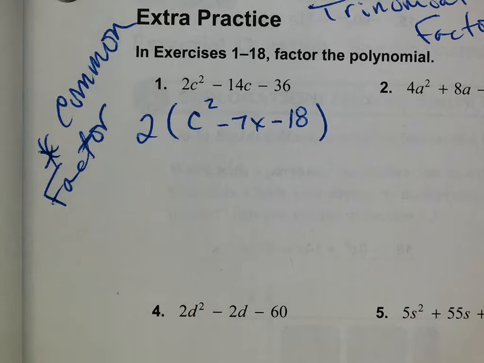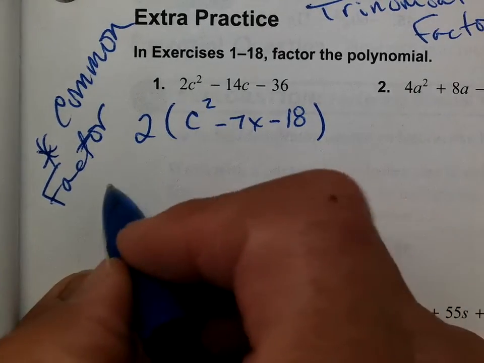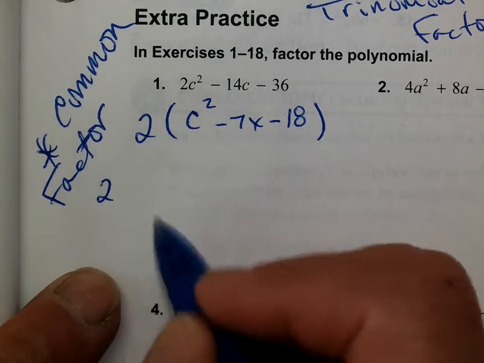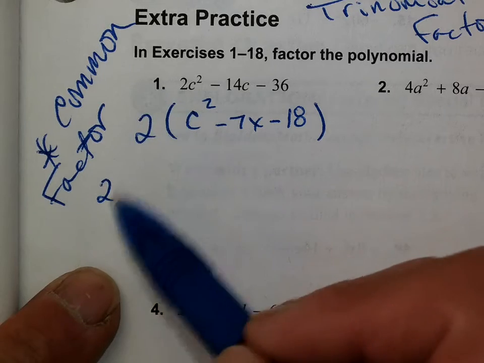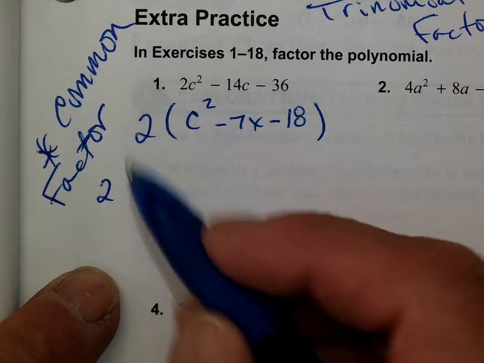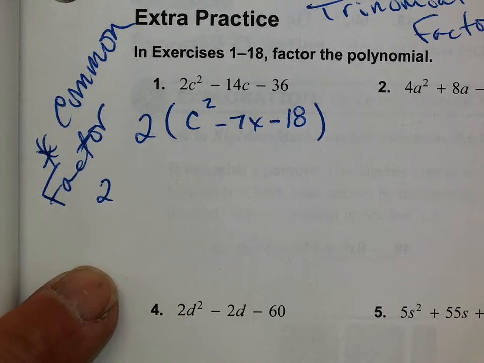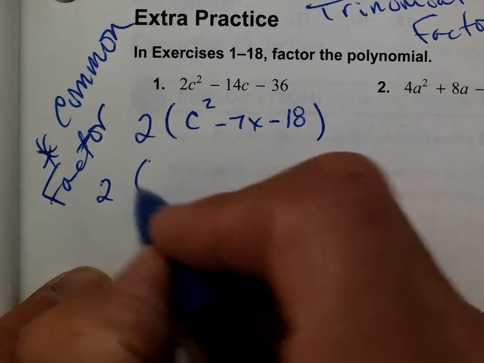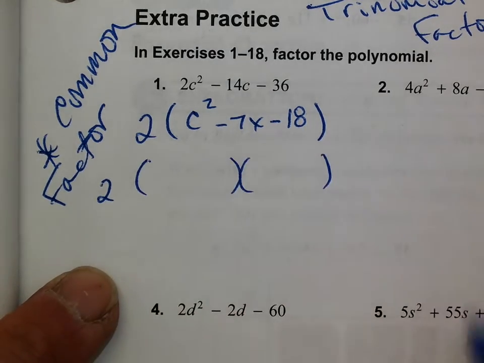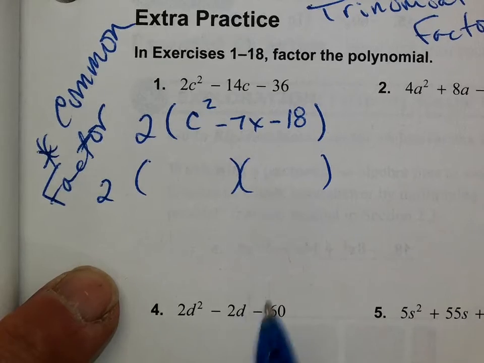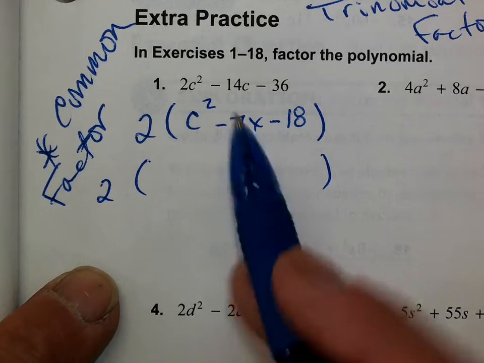Now it becomes one of the problems that we've been doing. There's no number in front of the c squared, so we'll go 2 because we already took the 2 out. So write the 2 down again. We're not going to bother with the 2 for a while, and now I'm going to go parentheses, parentheses.